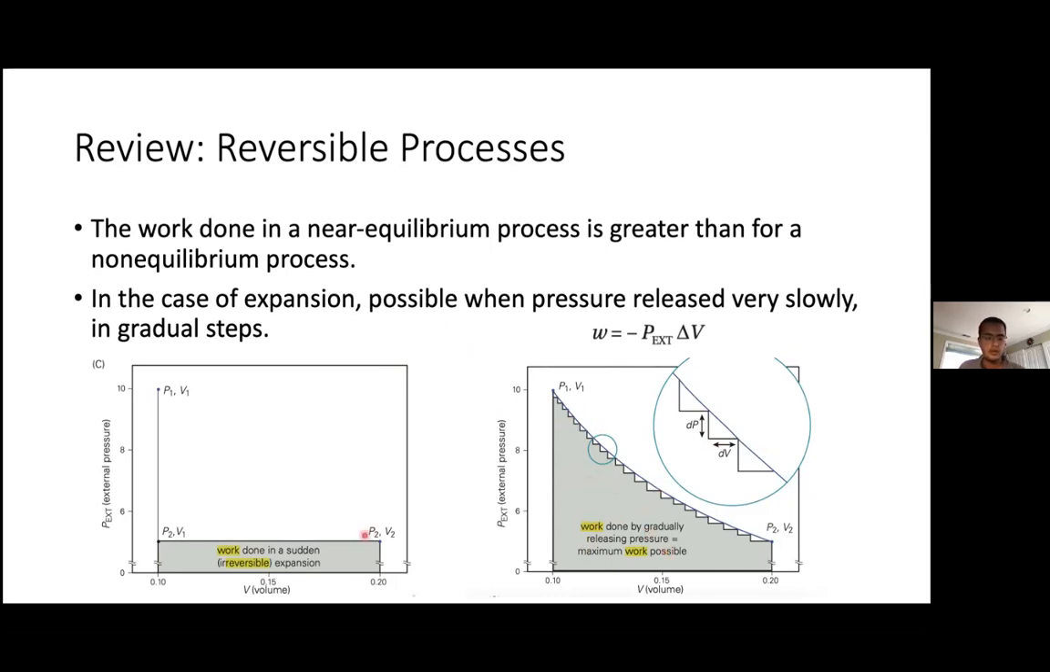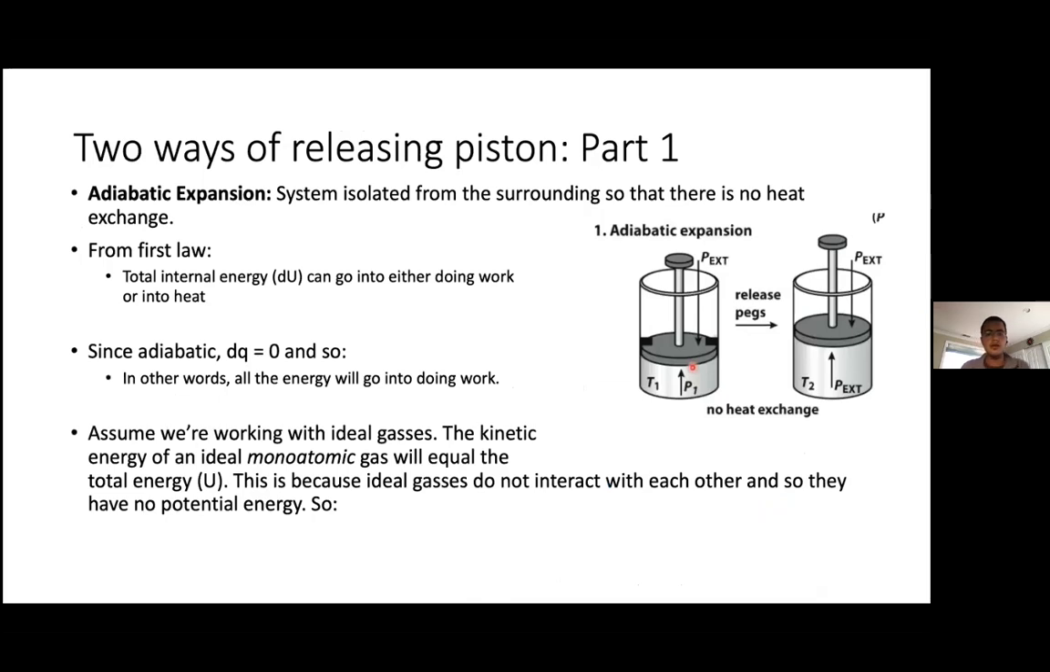But if the process happens very quickly, for example, if the piston expands really quickly, the work done is much less. So basically for maximum work, you want a slow, gradual process. And the equation for work is given by the negative P external times the change in volume. Now that we have these two concepts down, we can talk about two ways of expansion.